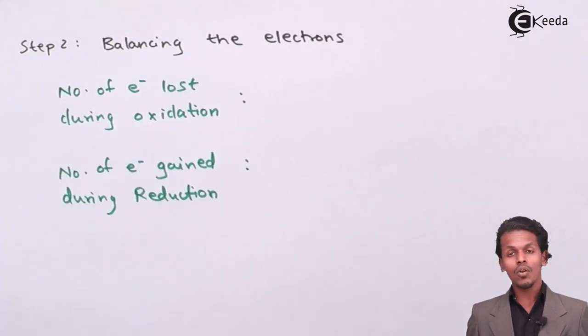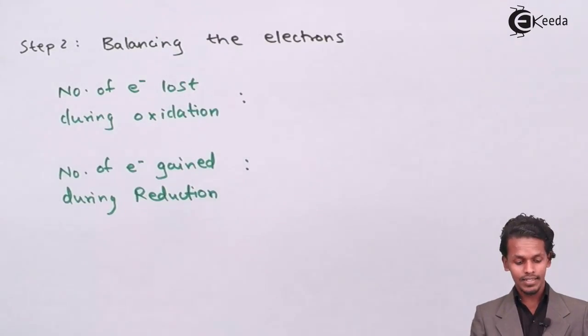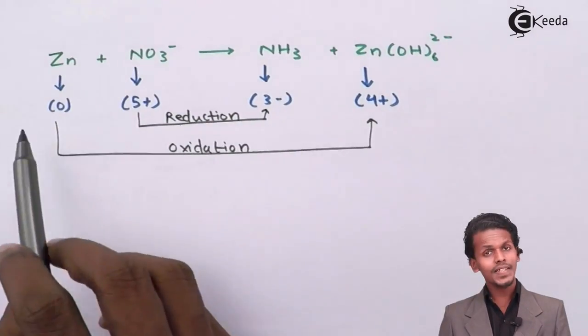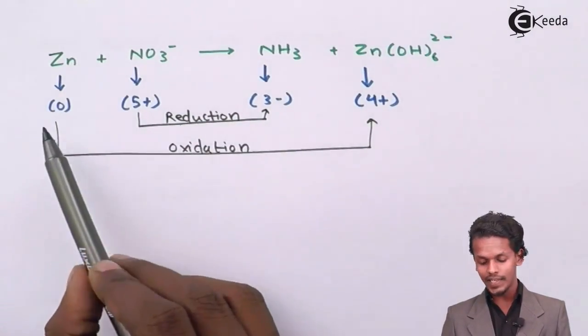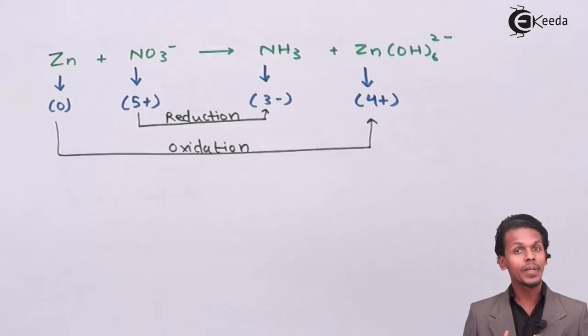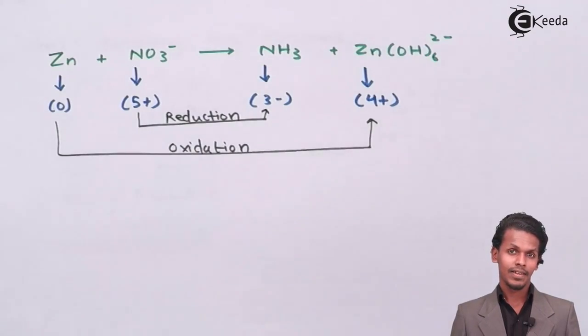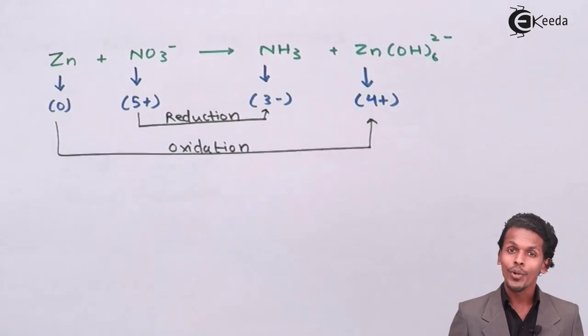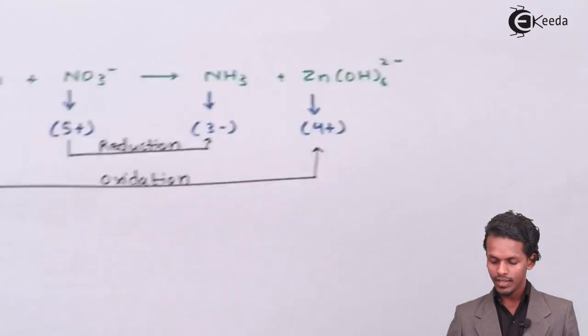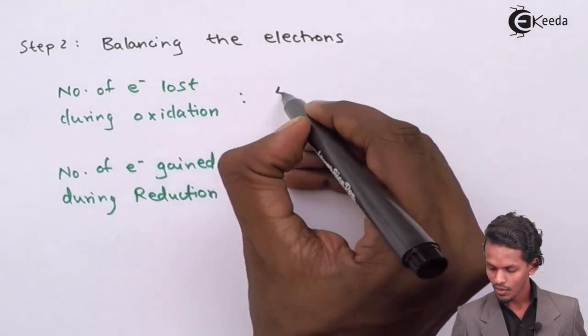So the number of electrons lost during oxidation, let us calculate it. As we can see, the oxidation state is changing from 0 to 4. It means how many electrons would have been lost during this process? Exactly, 4 electrons would have been lost during this process. So I would write it here as 4.